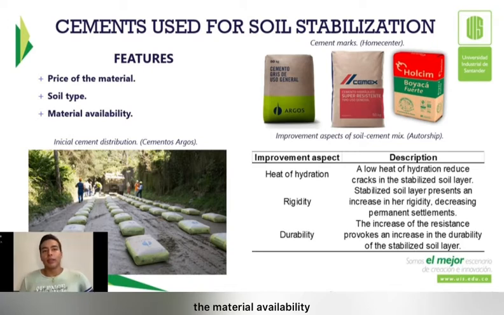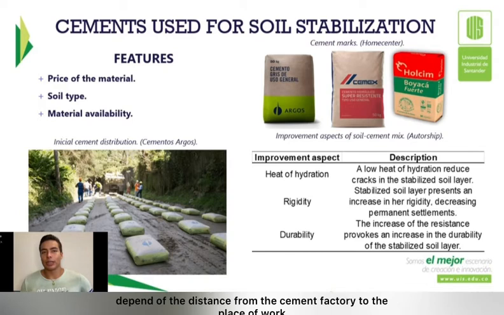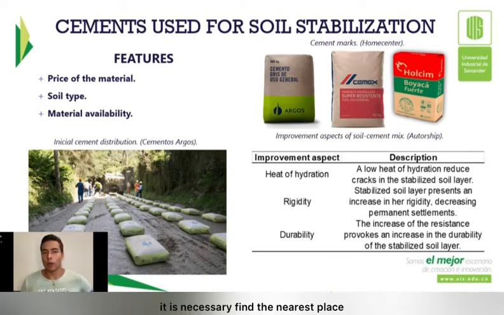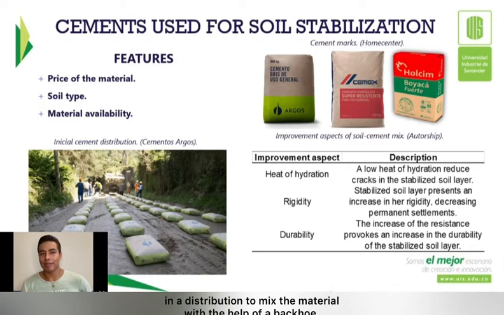The material availability. The transport costs depend on the distance from the cement factory to the place of work. It is necessary to find the nearest place to buy the cement in order to reduce prices. Then, we can look at the initial process of the soil cement mix, where people put the cement packages in a distribution to mix the material with the help of a backhoe.